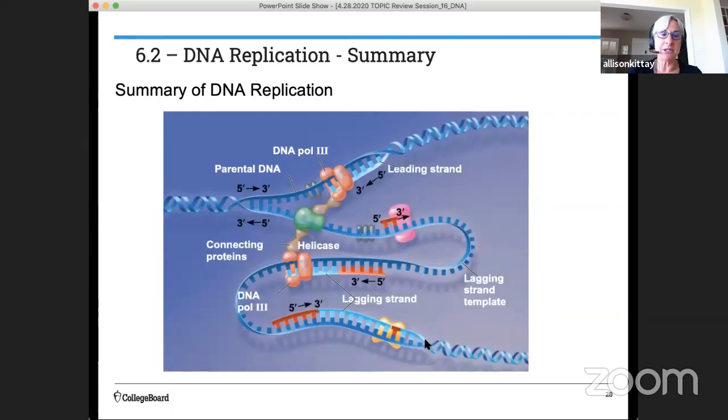I left this image in here. This is the summary of DNA replication, but I have no words. So what I thought you could do is look at this and tell the story. You have a lot of information in this model, and so you can paint a picture. The task verb would be: describe the process of DNA replication based on this model.